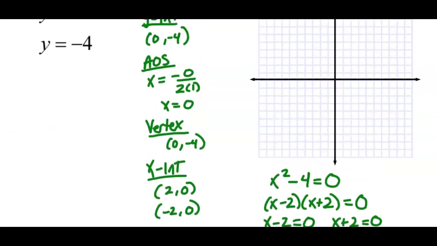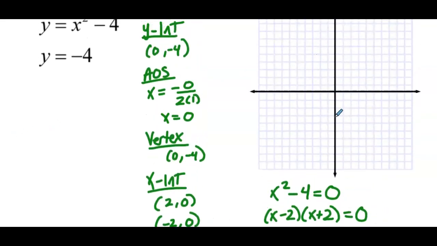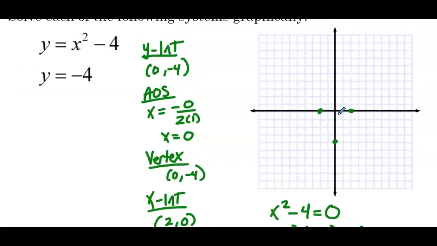So we'll plot the 3 points that we have. So 0, negative 4, negative 2, 0, and 2, 0. Now I'll plug in positive 1. So 1 squared is 1, minus 4 is negative 3. That's 1 to the right of the axis of symmetry, so we'll go 1 to the left, so negative 1, negative 3. Now we have 5 points, hopefully that's enough. So that's y equals x squared minus 4.